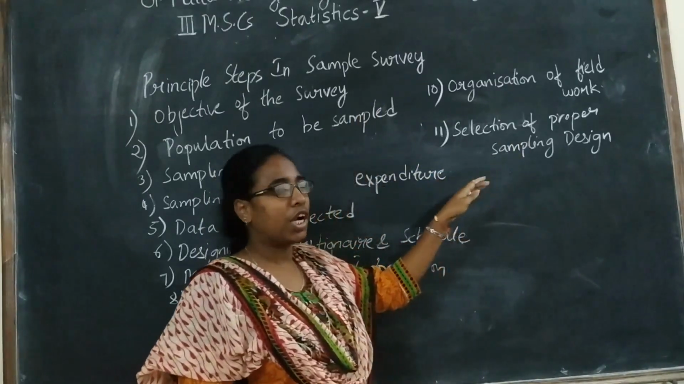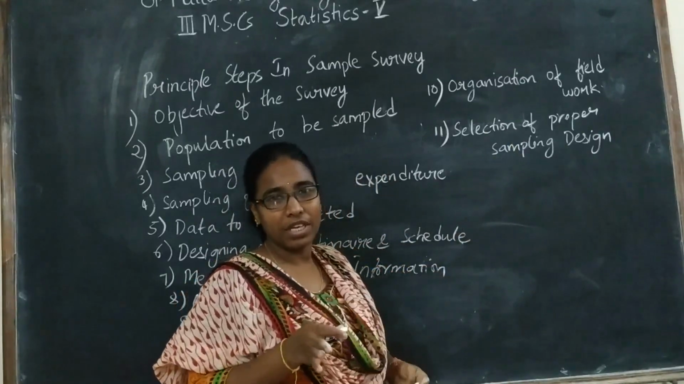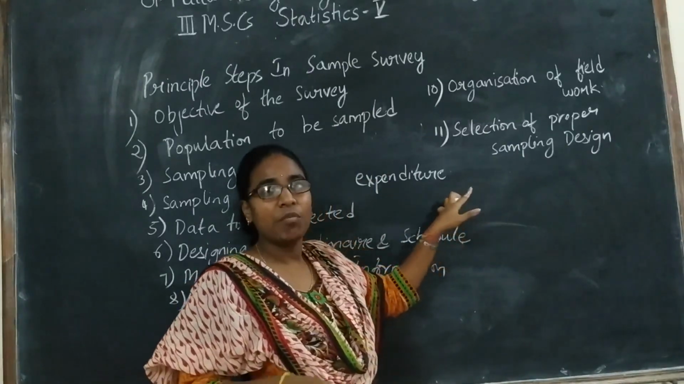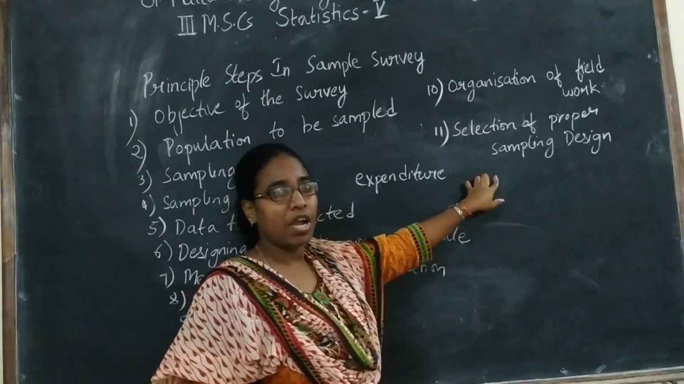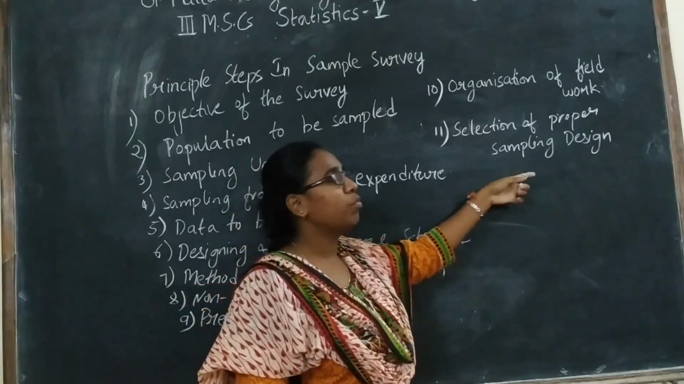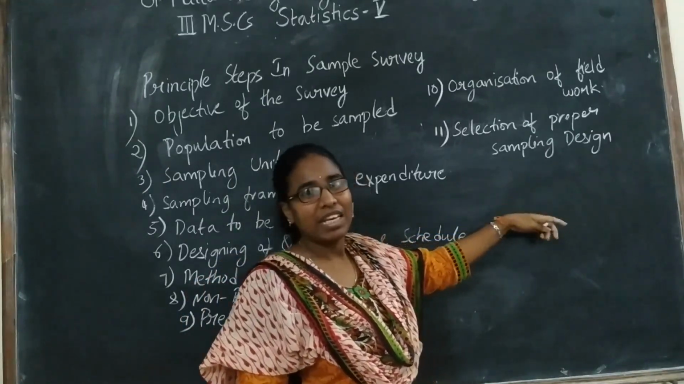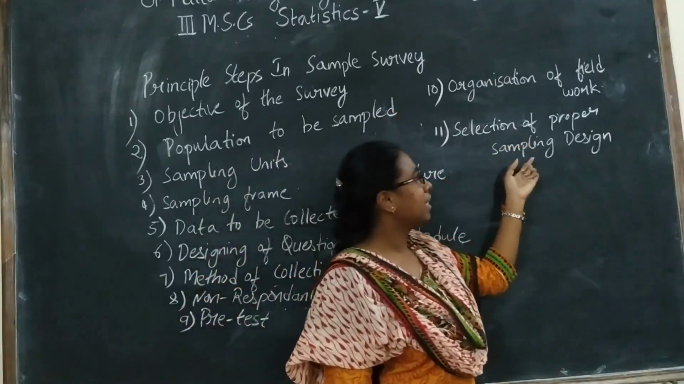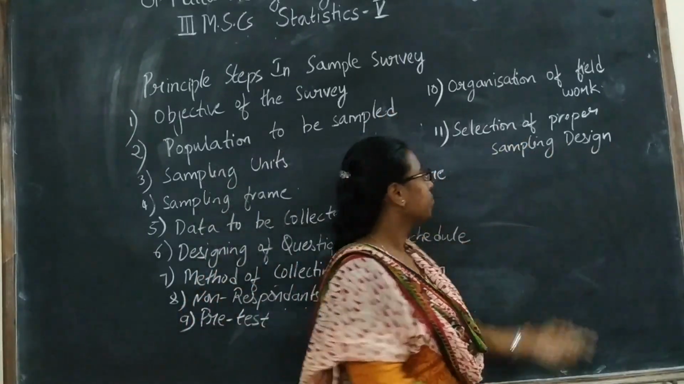Suppose for coming to college, you may have different routes, right? Depending on your requirement, if you have a two-wheeler, you can come through small lanes also. But if you have a four-wheeler, you cannot come on these smaller lanes; you obviously have to take a main road. Similarly, depending on your objective and data, you will be selecting the sampling design.